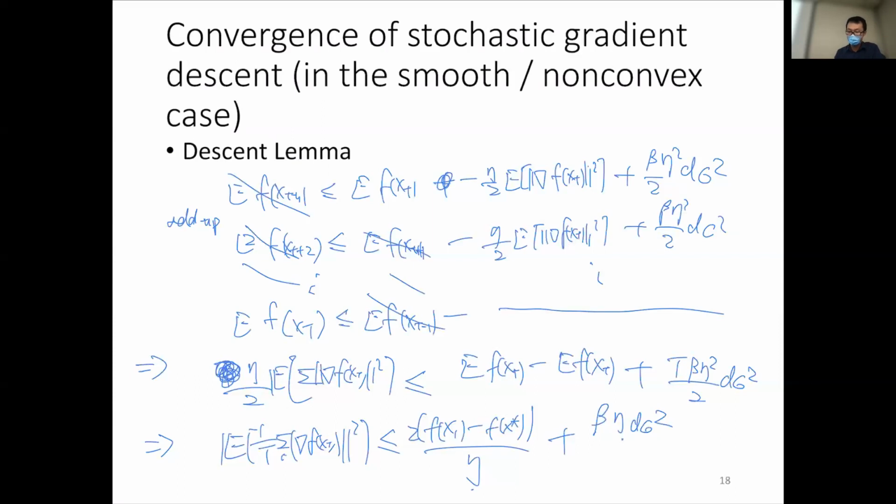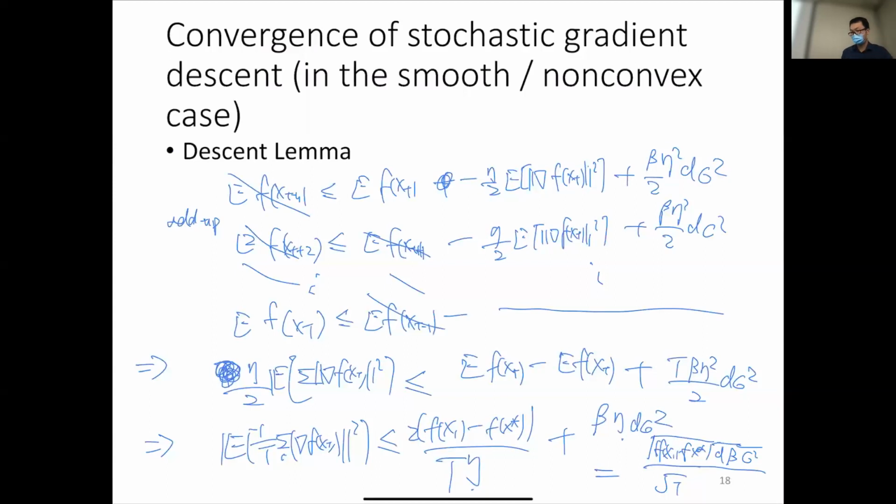So by choosing this eta to be on the order of 1 over square root of t, yeah, I'm missing a t here, then we can get the rate to be the square root of f of x_1 minus f of x star over square root of t, and square root of d beta sigma square, with everything inside the square root.